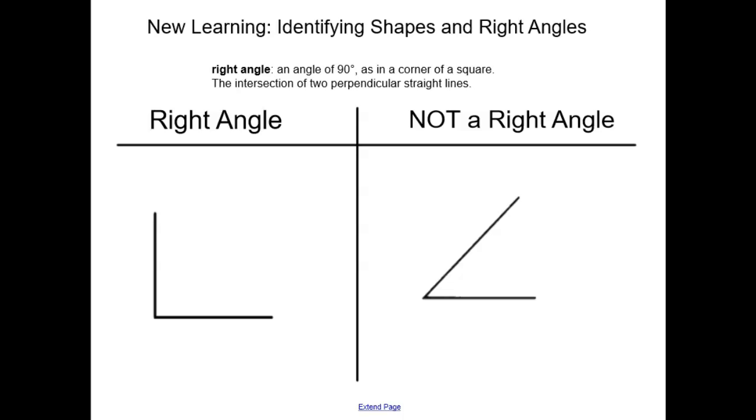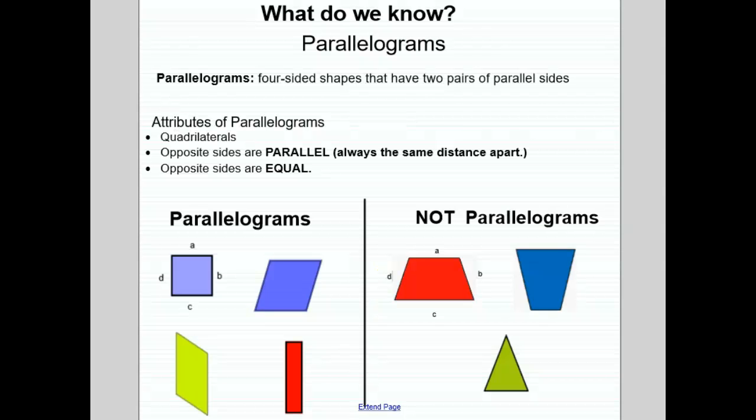Fantastic, 3rd graders. This is going to really help you today as you identify the attributes of quadrilaterals and other polygons. Yes, this is a right angle because it's just like the corner of the square. There are 2 perpendicular straight lines that meet. This is smaller than a right angle because you see that these sides don't come together straight up and straight across. Wonderful job.